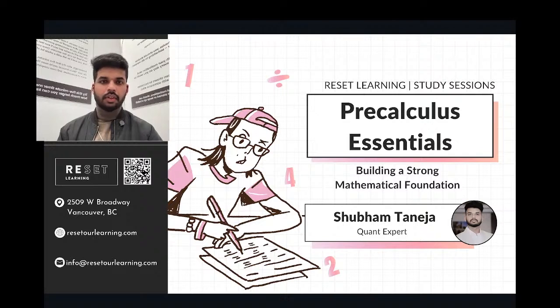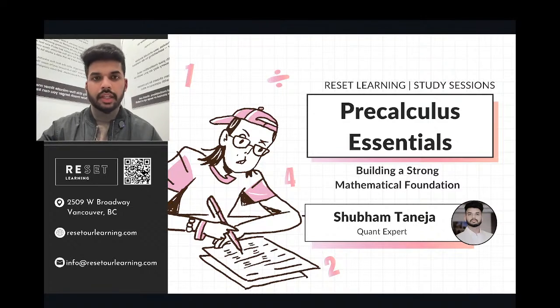Okay, so let's start. We're going to be talking about pre-calculus today. As most of you already know, we're going to cover what pre-calculus is, why we need it, and what the basic concepts are to help build a strong foundation, which you'll most likely be needing in future courses. So let's get started.